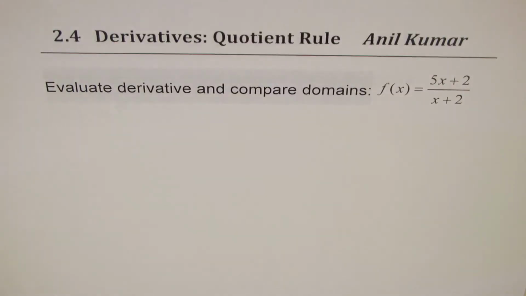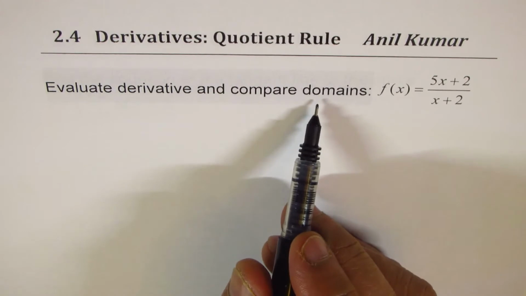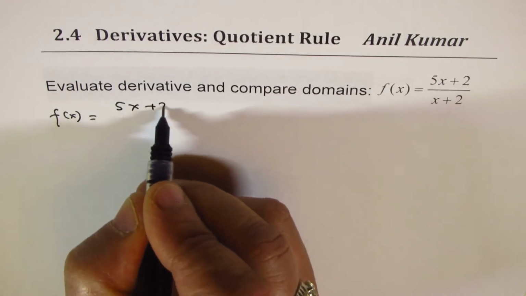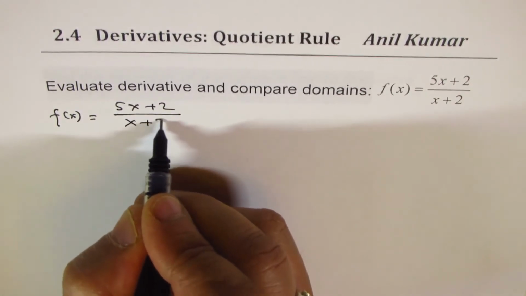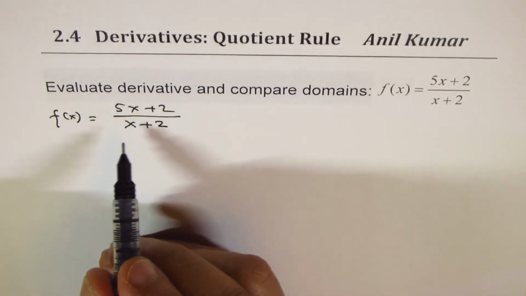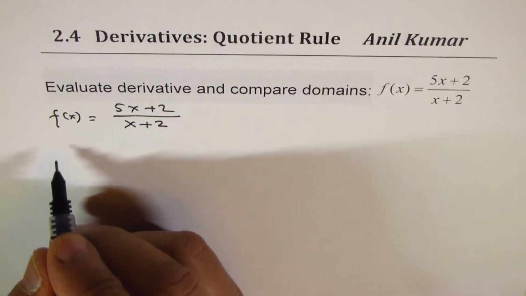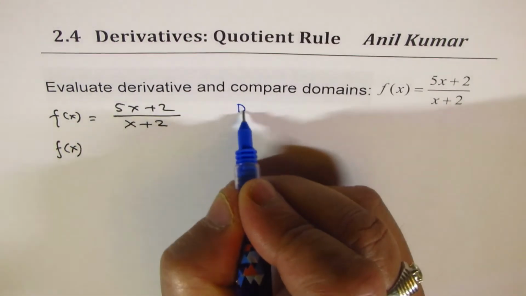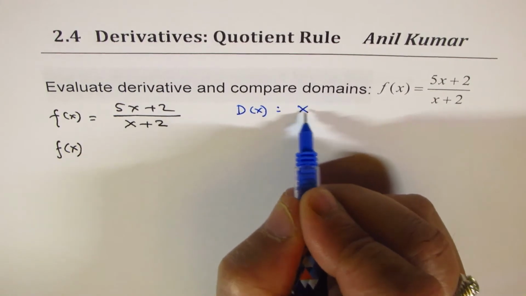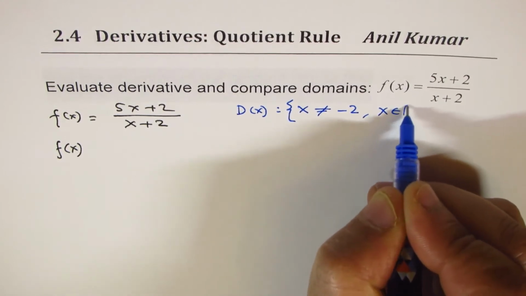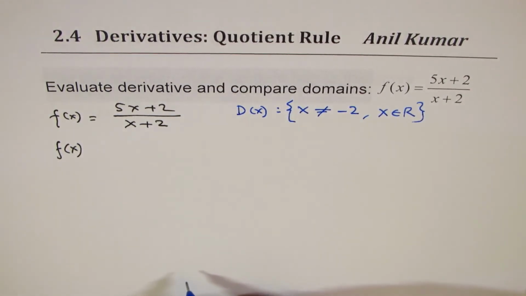Okay. So let's take the next one here, where the question is evaluate derivative and compare domains. So a function like this, which is 5x plus 2 over x plus 2, you could apply product rule and do it, right? At times it may be simpler. However, we are practicing quotient rule now. So that's the whole idea. So anyway, let me write domain first for this. So the domain for this function is that x is not equal to minus 2, right? Where x belongs to real numbers. Is that okay? So you could write domain like that.